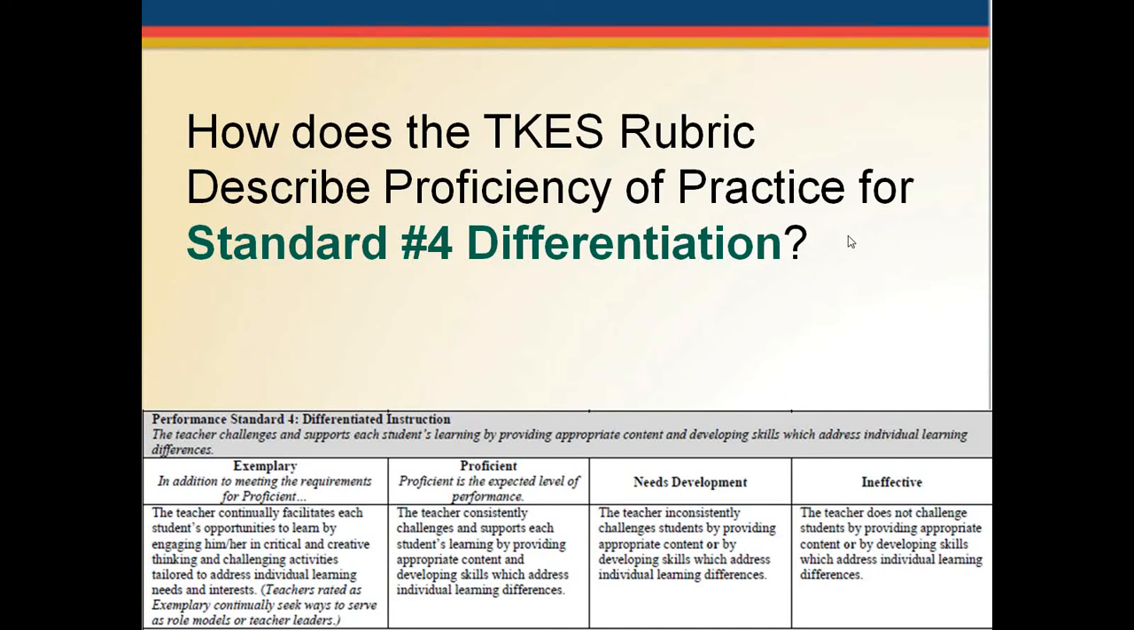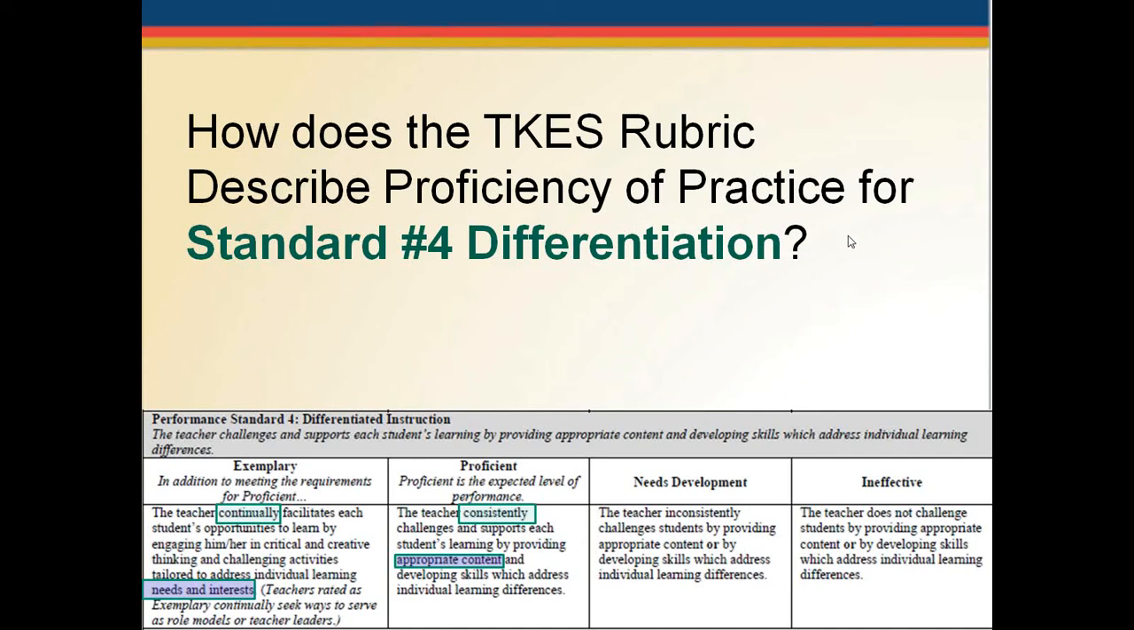It's always good for us to look directly at our rubric. The TEKS rubric for proficiency on standard number 4 for differentiation uses some pretty specific language. In proficient, of course, it's a matter of the teacher consistently challenging and supporting each student's learning. And then with exemplary, this is more than just consistent, this is continual. But I wanted to point out here that there is some specific language in the proficient descriptor. It says appropriate content. And in exemplary, it says, in addition to that, needs and interest.